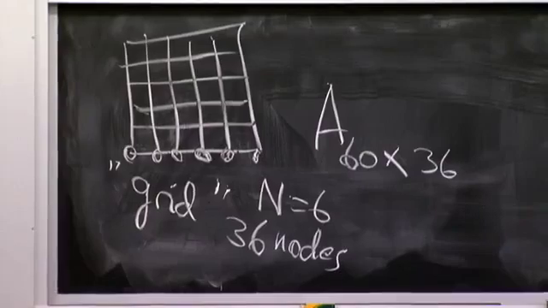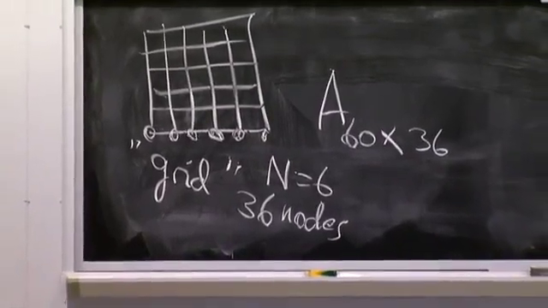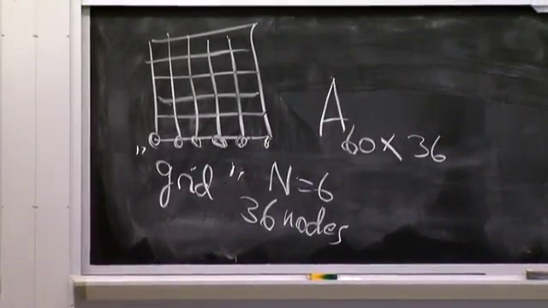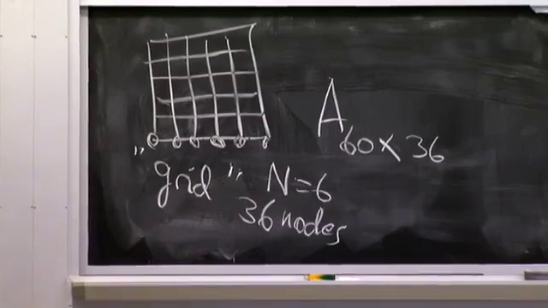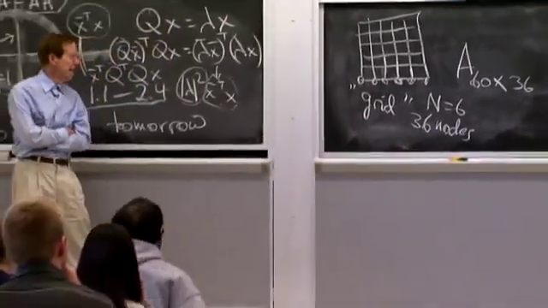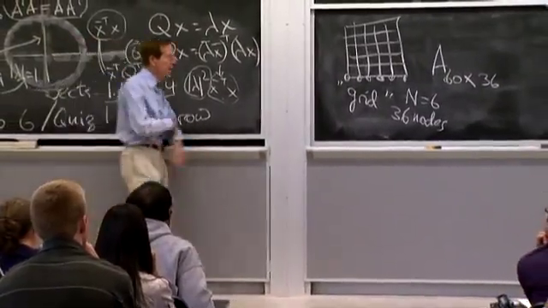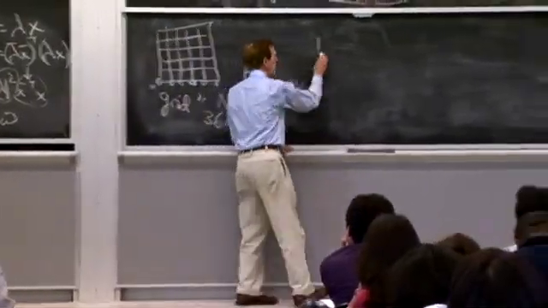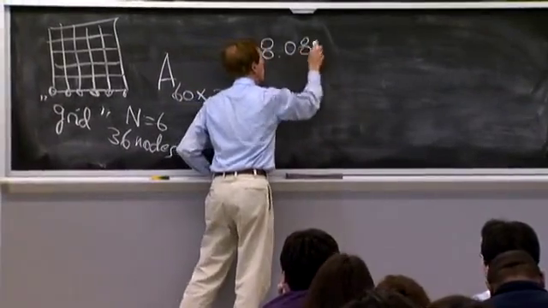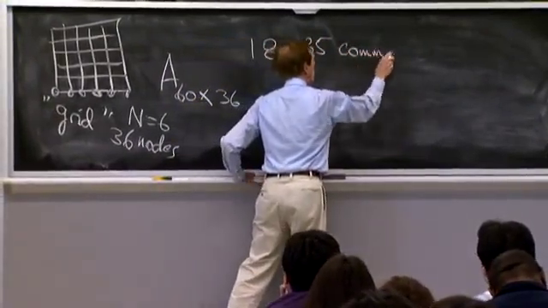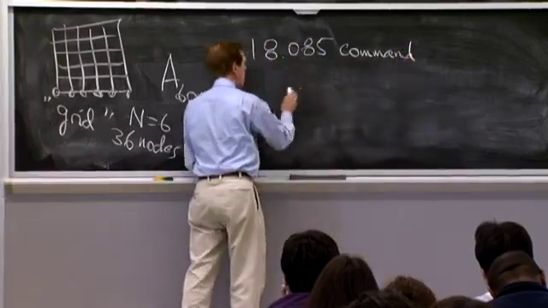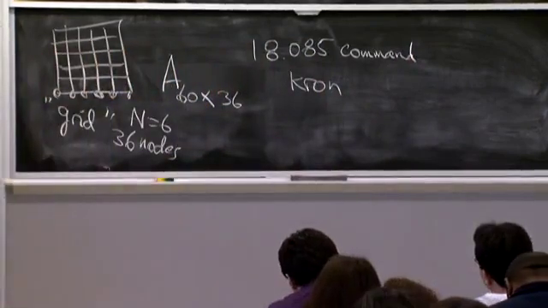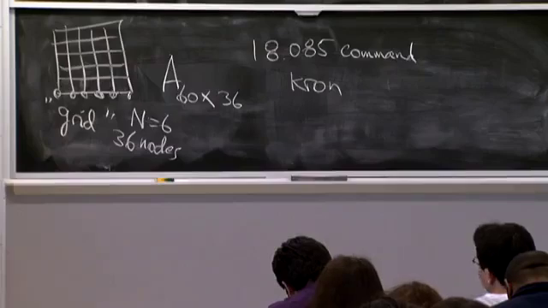Anyway, the class rebelled about creating these matrices and working with these matrices with 2,160 non-zeros. People were dropping the course. So we needed a command that would create A pretty quickly, and so that's what the book has, like the 18.085 command. After we stumbled around for a while, we discovered that a MATLAB command called kron was the quick way to create the matrix. We'll see that when we get to that point.